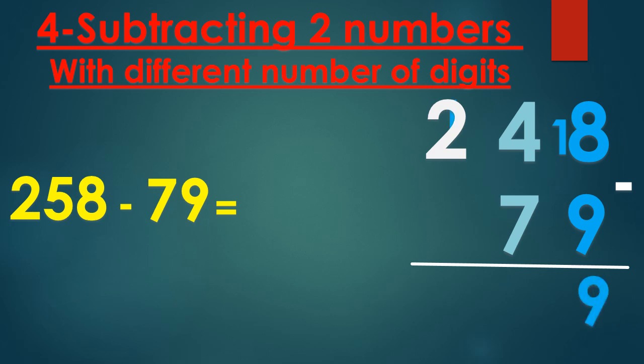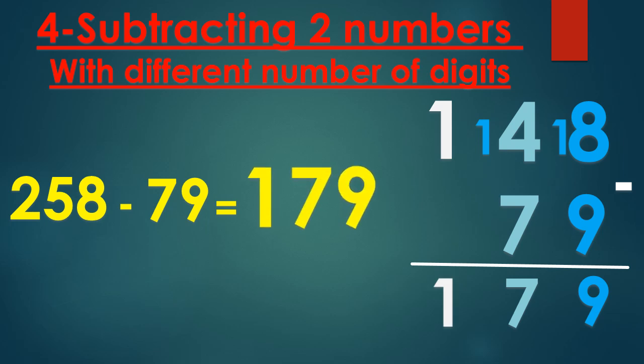4 is less than 7, so we borrow 1 from the 2. The 4 becomes 14 and the 2 becomes 1. 14 minus 7 is 7. And the 1, nothing below it, comes down as 1. The answer is 179.